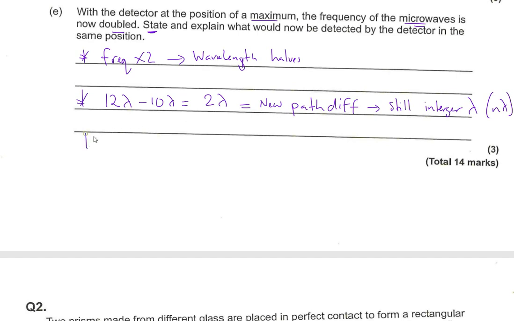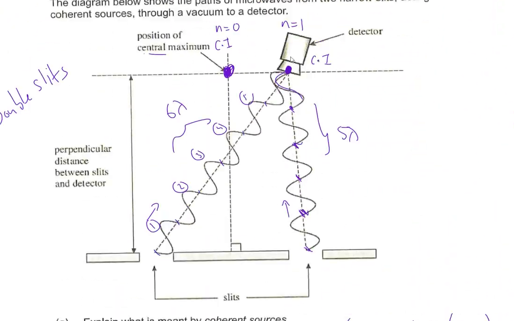So this tells me that I'm going to get a maximum, which is constructive interference. It means that even though the frequency doubles, I'm still going to get constructive interference at this same position.